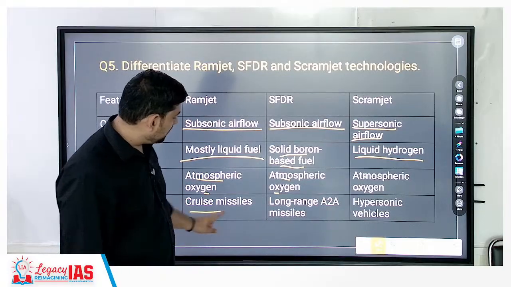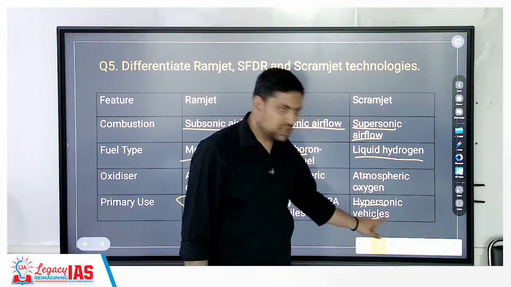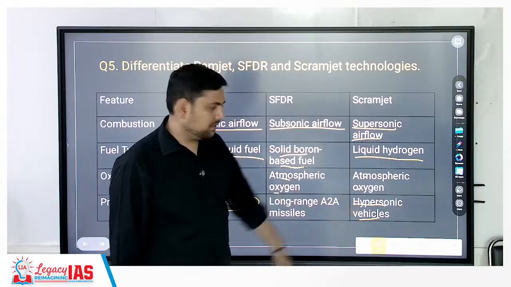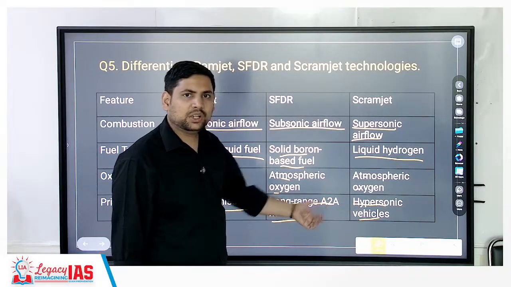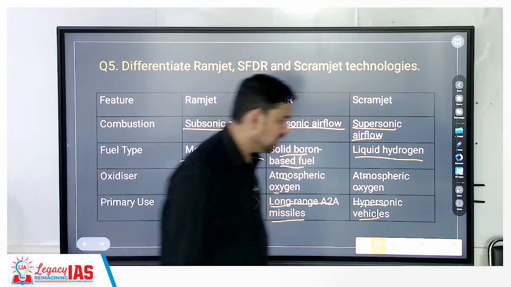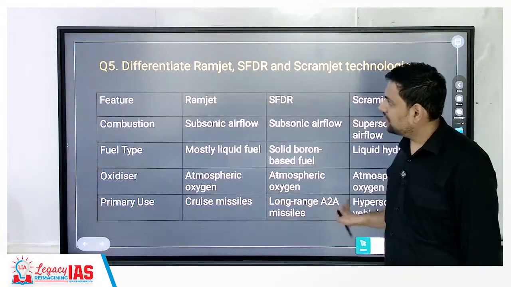Now the primary use of this is in cruise missiles. This is used in hypersonic vehicles or hypersonic cruise missiles, cruise or ballistic, whatever missiles. Then this is used in long range A to A missiles, that is air to air missiles. This is their main use case. So solid fuel ducted ramjet. This is the difference between them.